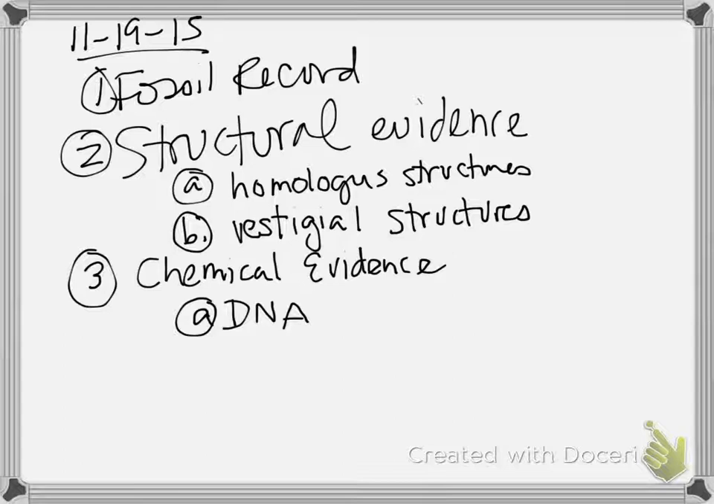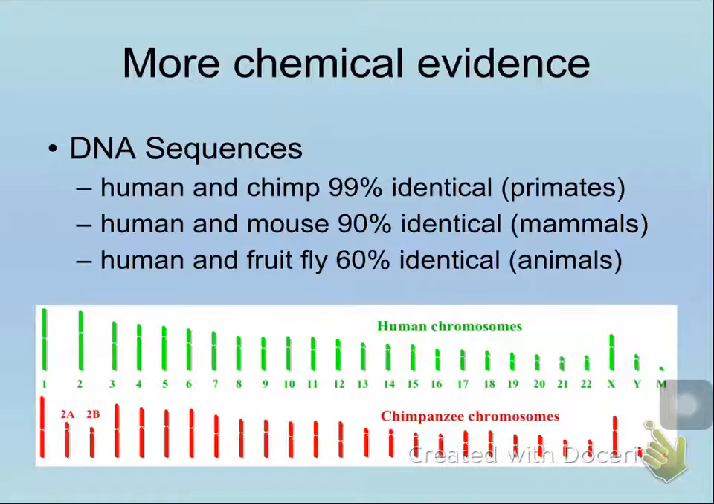Okay, there's a part B for chemical evidence. Part B lies in your genetic sequence. So, who here has at least one sibling? Okay. Who here has a cousin? Okay, good. So, who do you share more DNA with? Your sibling or your cousin? If we take a DNA sample from you and your sibling and you and your cousin, you and your sibling share more DNA. Why?